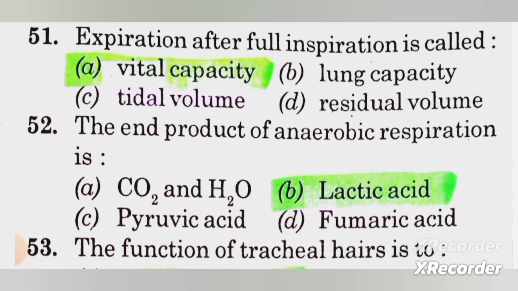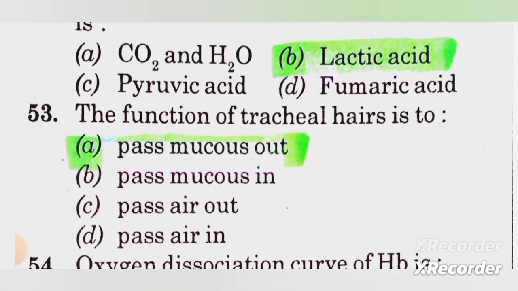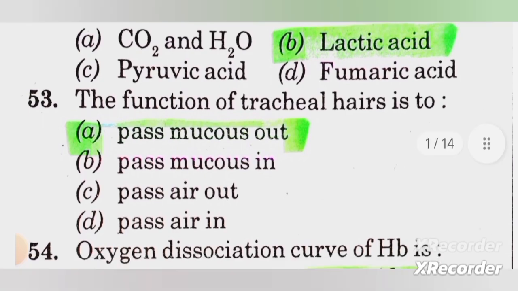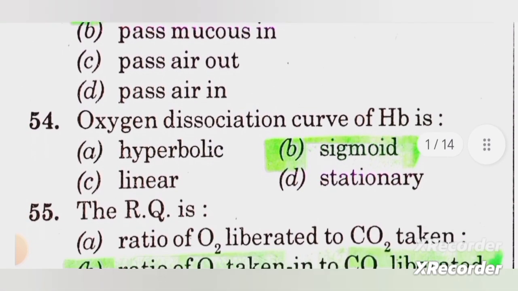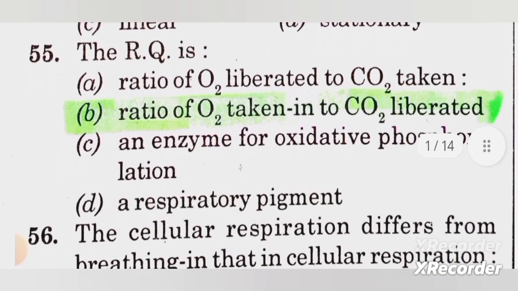52. The end product of anaerobic respiration is answer B, lactic acid. 53. The function of tracheal hair is to answer A, pass mucus out. 54. The dissociation curve of Hb is answer B, sigmoid. 55. The RQ is the ratio of oxygen taken in to carbon dioxide liberated.